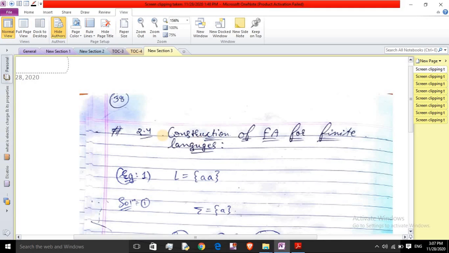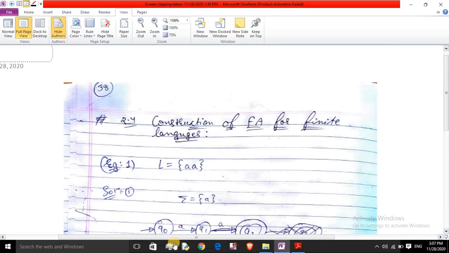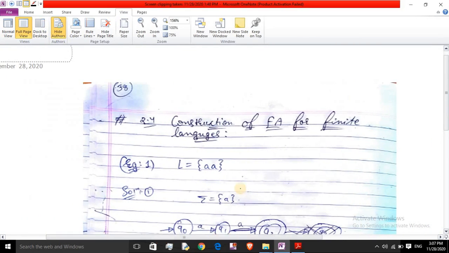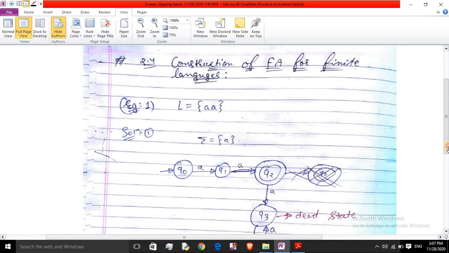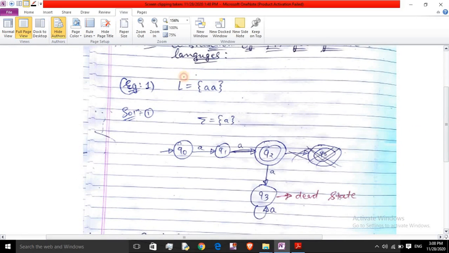Now moving over to the next topic, which is the construction of finite automata for finite languages. We will see how we construct a finite automaton if a language is given like this. Suppose we are given the language L equals aa. How will we construct a state diagram for it?